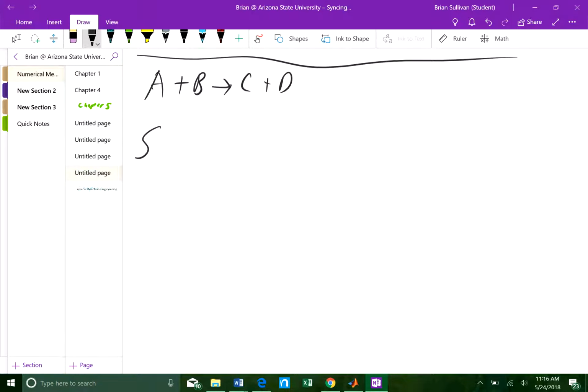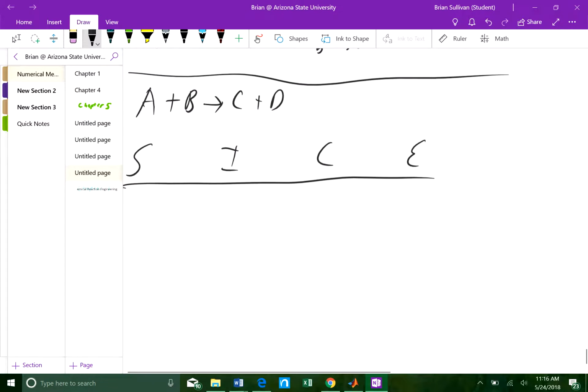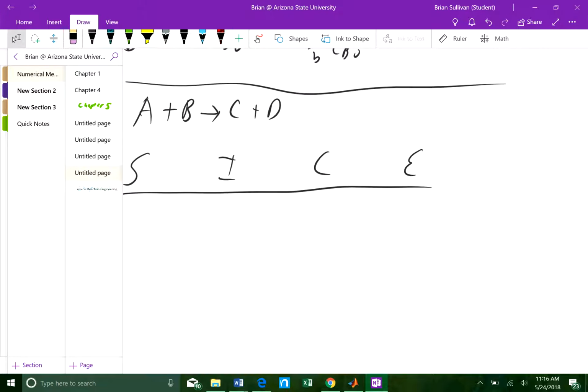So you're going to have S. That's going to be your substance, your initial, your change, and your exit. Okay? And we're going to come up with the equations for concentrations for each and every reactant and product. The first thing you have to do is find out what your limiting reagent is, because that's what your conversion is going to be. You can have conversion in terms of B, or conversion in terms of A.